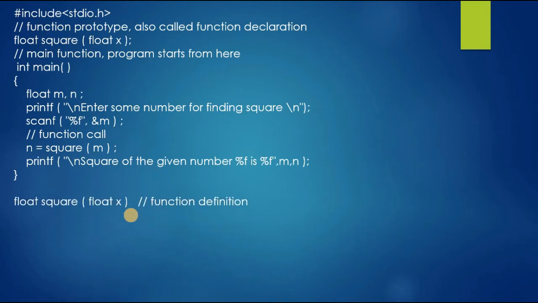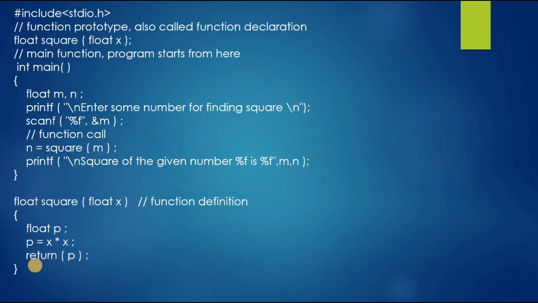Then our function definition will come. float square, argument is float x. Open a curly bracket, declare a float data type variable p. p is equal to x into x, because we are finding the square of a number. So here we gave the formula x into x. Then return p. Here the value of p will be returned, and we close the bracket.